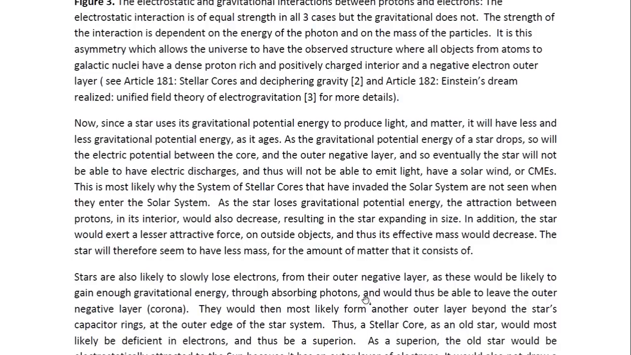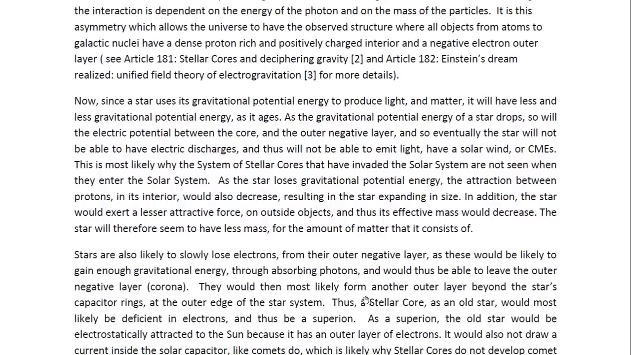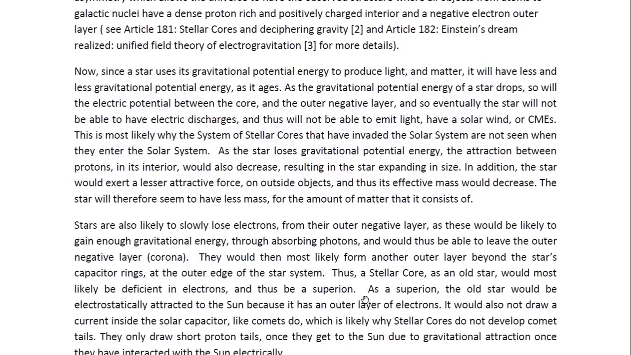As the star loses gravitational potential energy, the attraction between protons in its interior would also decrease, resulting in the star expanding in size. In addition, the star would exert a lesser attractive force on outside objects, and thus its effective mass would decrease. The star will therefore seem to have less mass for the amount of matter that it consists of.